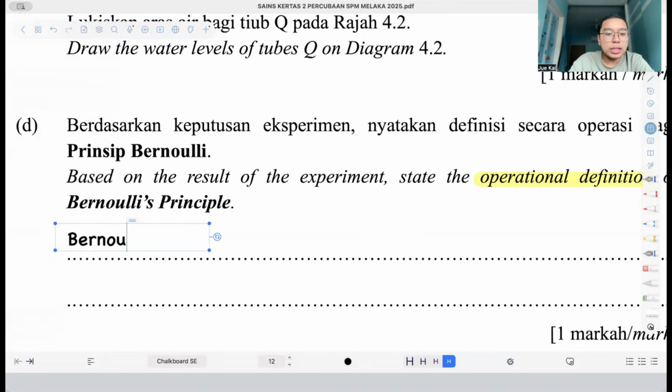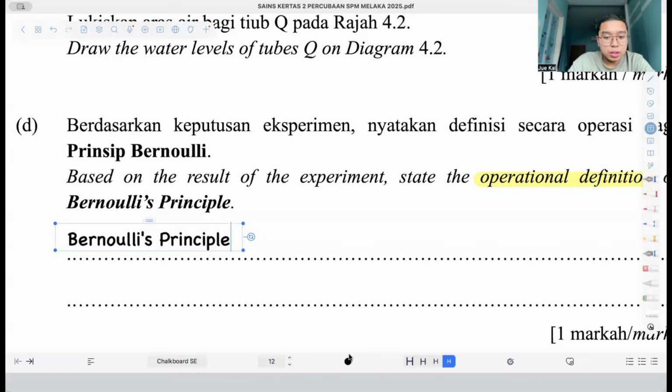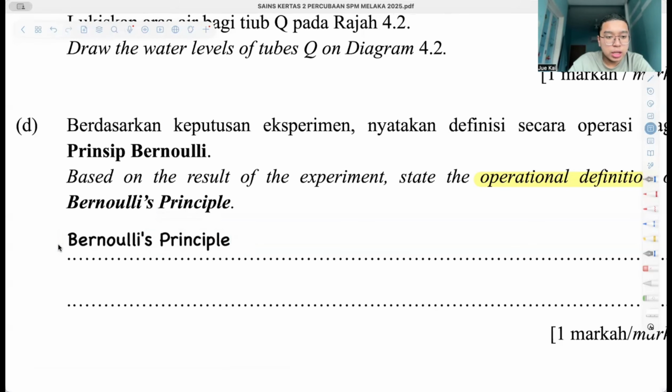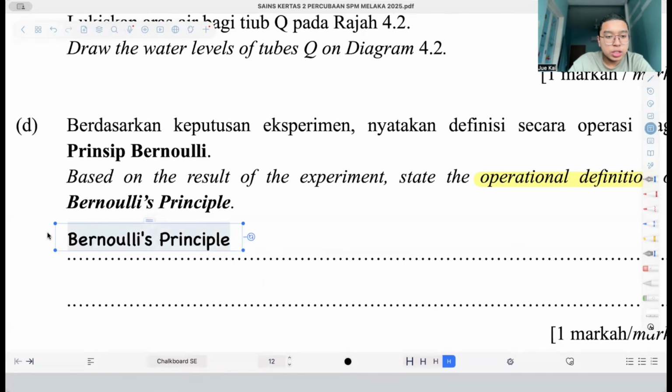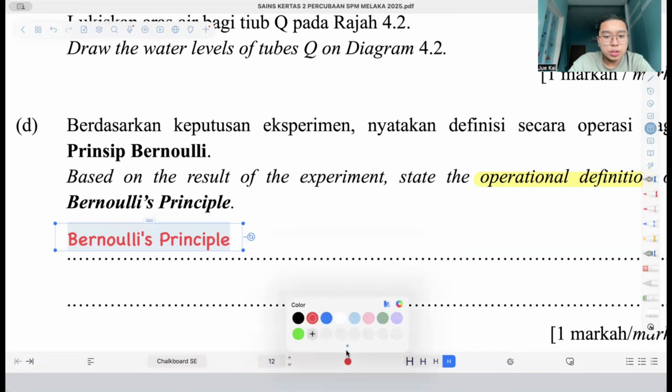So Bernoulli principle. So you need to mention the meaning of Bernoulli principle. So wait, can change color? Red color. Cannot, man. Why cannot change color? Oh, cannot change color way. Wait, oh, can. Okay. I want to use green color. Okay, so I use green color.